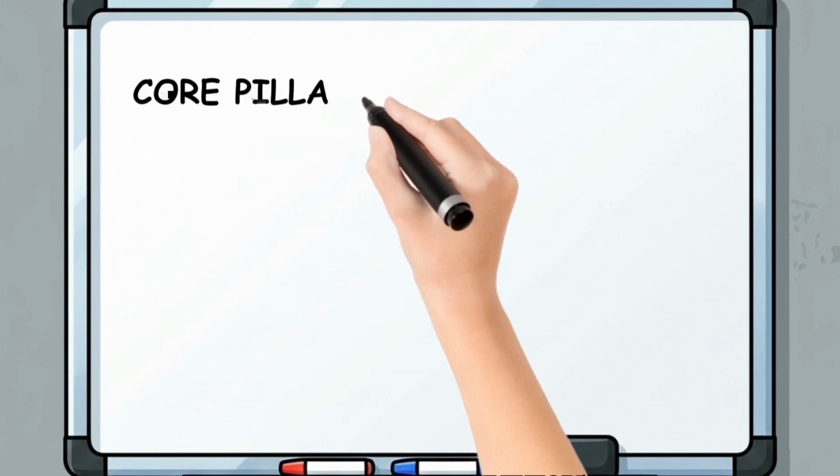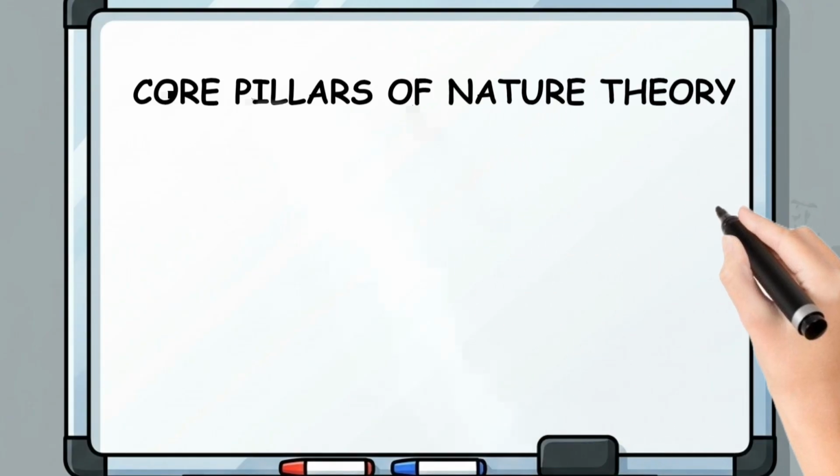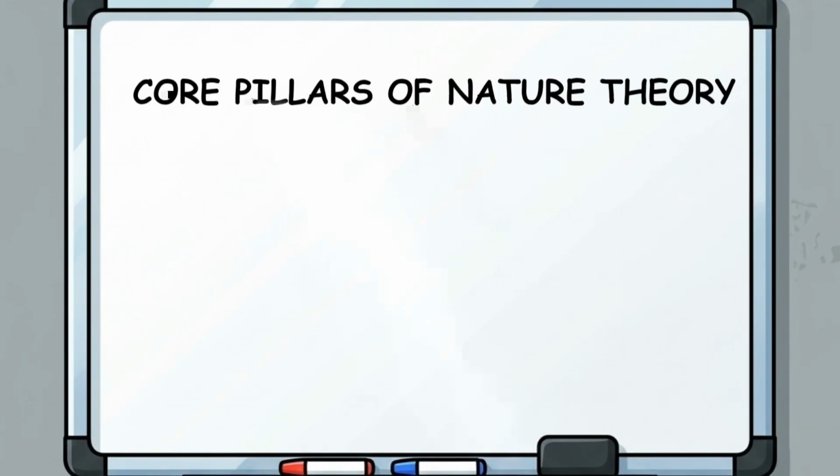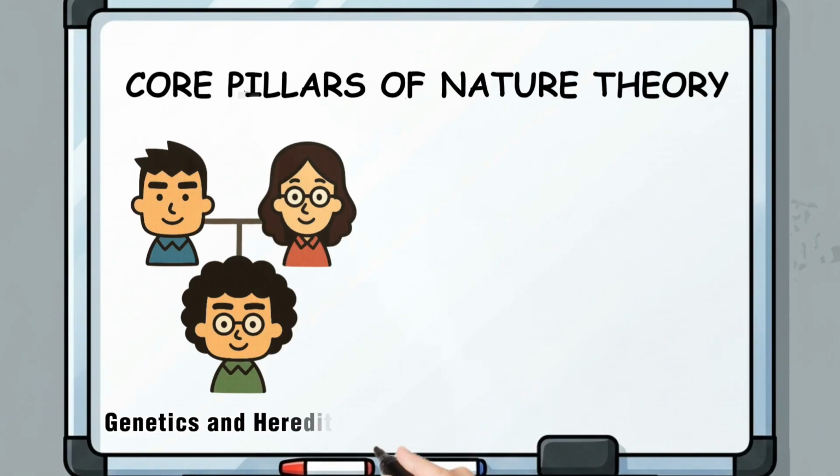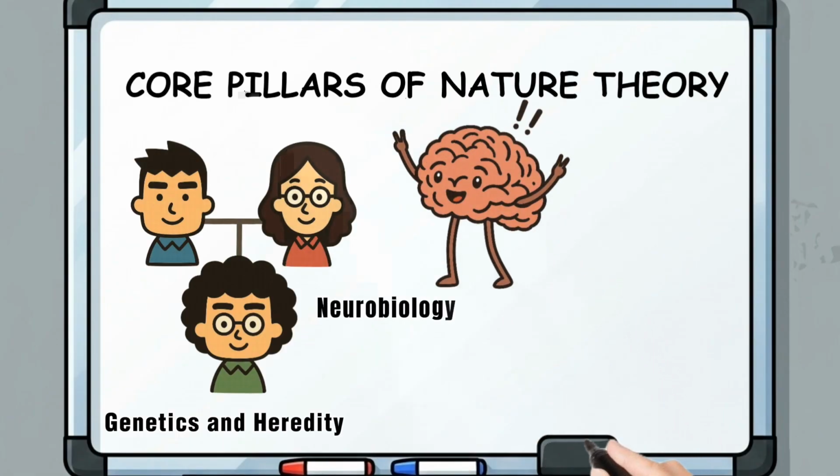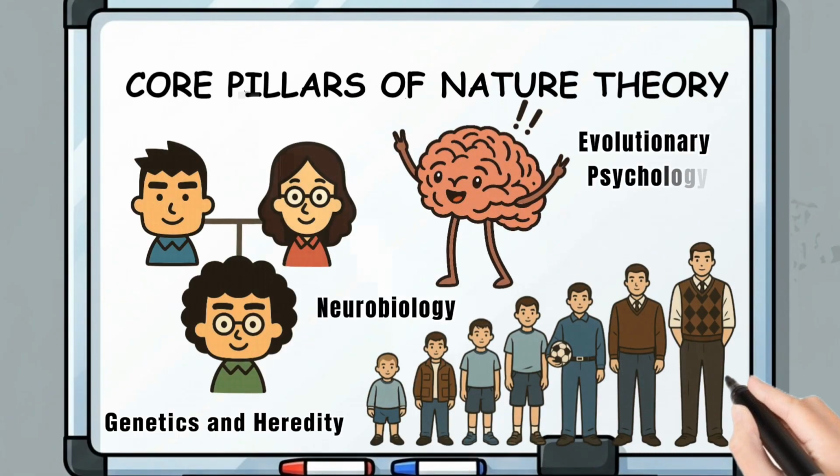Core pillars of nature theory. Nature theory relies on three main biological mechanisms: genetics and heredity, neurobiology, and evolutionary psychology.